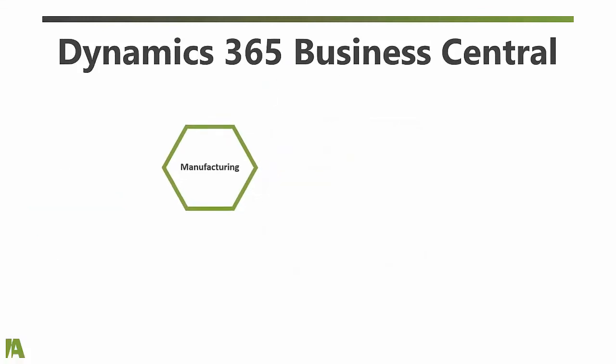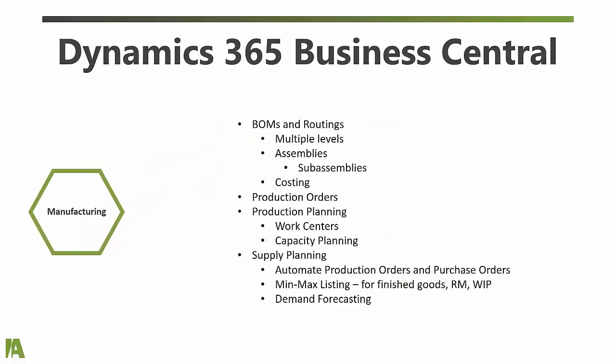And the final area we'll take a look at is manufacturing. Dynamics 365 Business Central includes bill of materials and routings, which you can have multiple levels to your BOMs or include assemblies and sub-assemblies. You can do production order planning using work centers and machine centers. And there's also some supply planning tools where you can automate production orders or purchase orders based off of raw materials on hand, doing min-max listings for different things. There's also some demand forecasting tools included with Dynamics 365 Business Central as well.